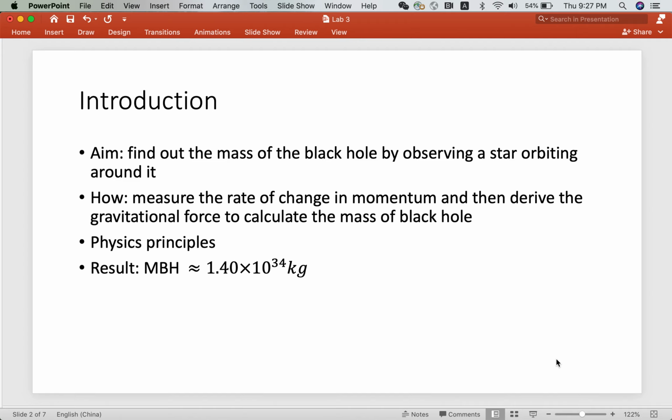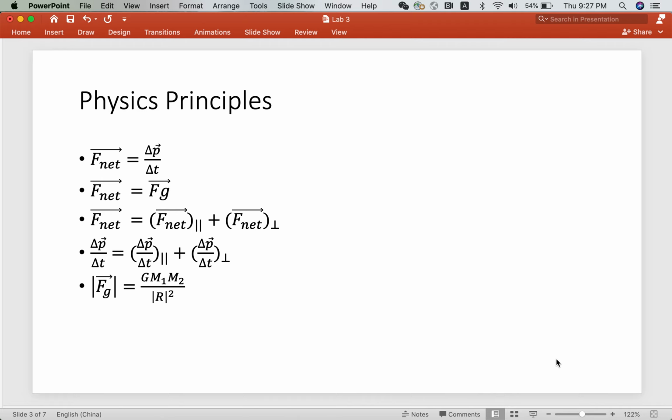The result of my lab is that the mass of the black hole is approximately 1.4 times 10 to the power of 34 kilograms. And here are the physics principles. The first one is Newton's second law. The net force is equal to the rate of change in momentum. And the second one is the net force is equal to the gravitational force.